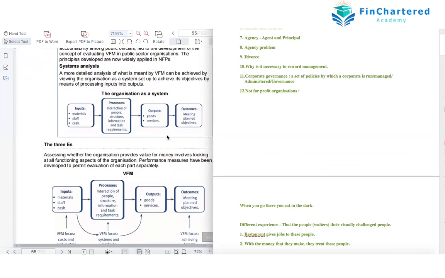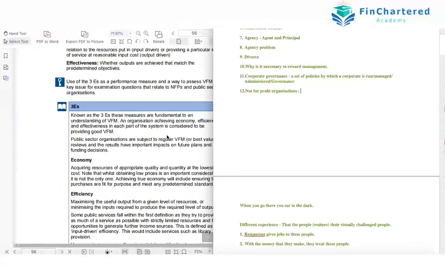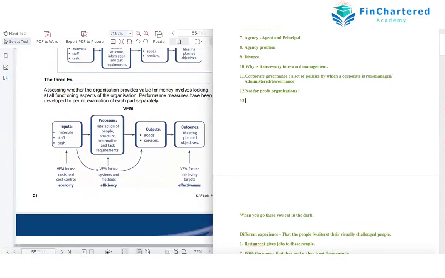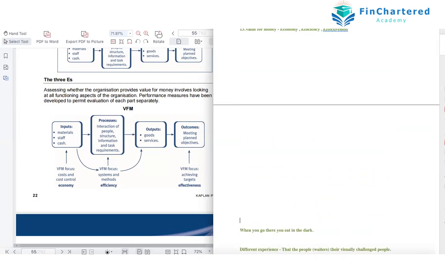Now, finally, I think this is the last thing, value for money, after which this chapter is over. But this is something that I really like because value for money is 3 E's that you need to know. When you are an organization, you need to give value for money, and it has 3 E's: economy, efficiency, and effectiveness. This comes in so many papers. So what is value for money? Value for money has 3 E's.